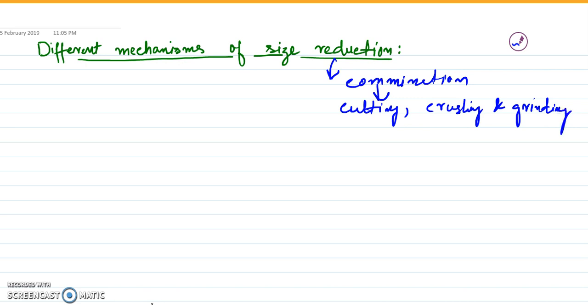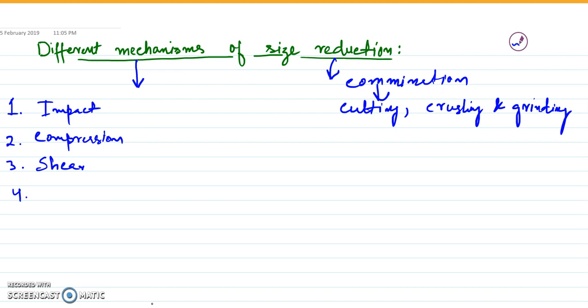There are different methods, different mechanisms of size reduction. Number one is impact. Number two is compression. Number three is shear. Number four is attrition. And number five is non-mechanical.